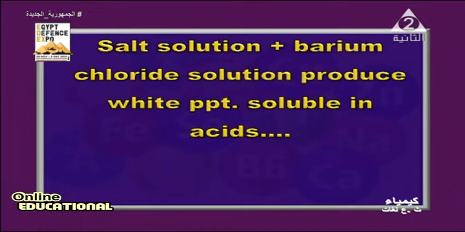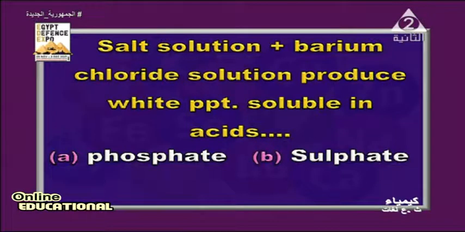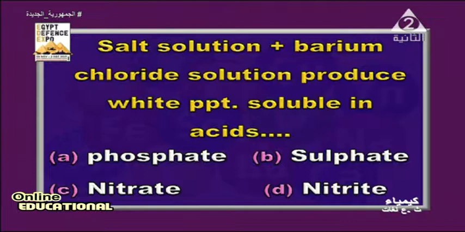Next one. Salt solution plus barium chloride solution produces white precipitate soluble in acids. What is it? Is it phosphate or sulfate or nitrate or nitrite? If you think about it, yes, the answer will be phosphate radical.